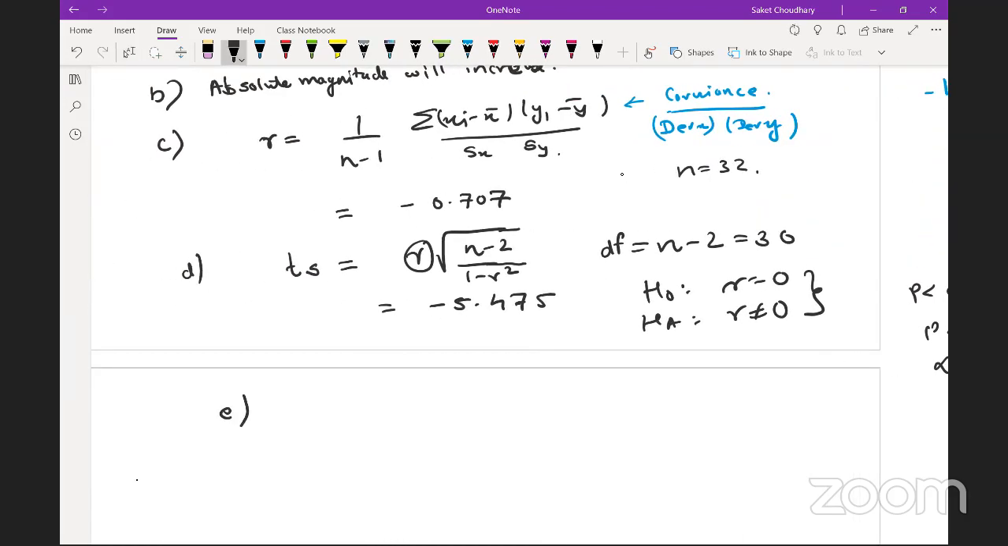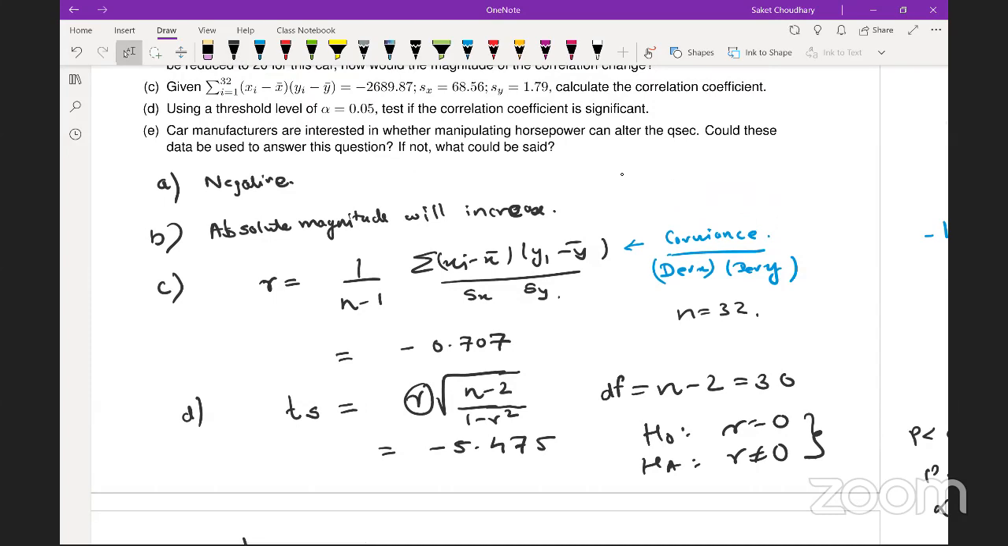Okay, we'll move to part E. And this is an interesting problem, which I'm sure most of you, actually maybe all of you, will be able to figure out. The car manufacturers are now interested in whether manipulating the horsepower can alter the Q-sec. From the data that you have, can you use the data to answer this question?